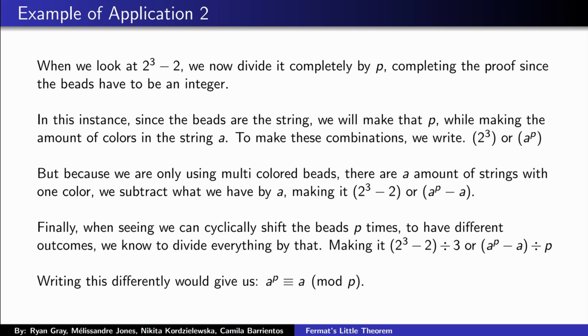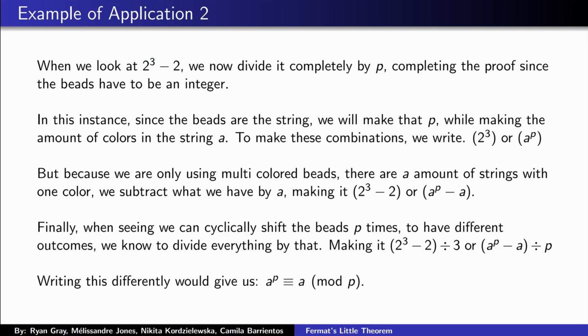So just to bring it all back together, in this instance, since the beads are the string, we will make that p, while making the number of colors in the string a. To make these combinations, we write 2 to the third, or a to the p power. But because we are only using multicolored beads, there are a strings with 1 color. We subtract a, making it 2 to the third minus 2, or a to the p minus a.